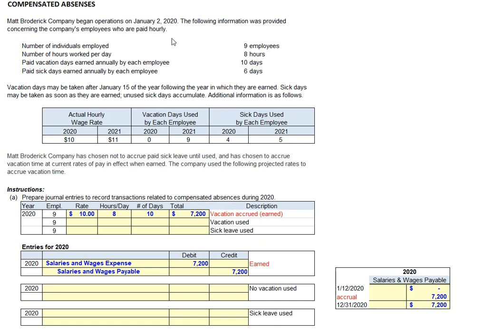Now, some of you might have observed that since our employees can't take their vacation time until next year, perhaps we should accrue at the $11 wage rate that the employees expect to earn in 2021. Firms under GAAP have the choice between accruing at the current wage rate or the future wage rate. We need to follow a consistent pattern on how we do it, however.